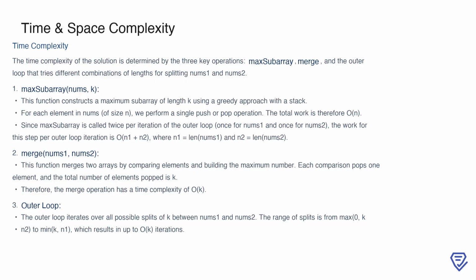Next, the merge function combines two arrays, choosing the maximum elements to form the resulting sequence. Each comparison pops one element, and since we process k elements in total, the merge operation has a time complexity of O(k). Finally, the outer loop iterates over all possible ways to split k between nums1 and nums2. The range of splits is determined by the constraints max(0, k - n2) and min(k, n1), resulting in up to O(k) iterations of the loop.